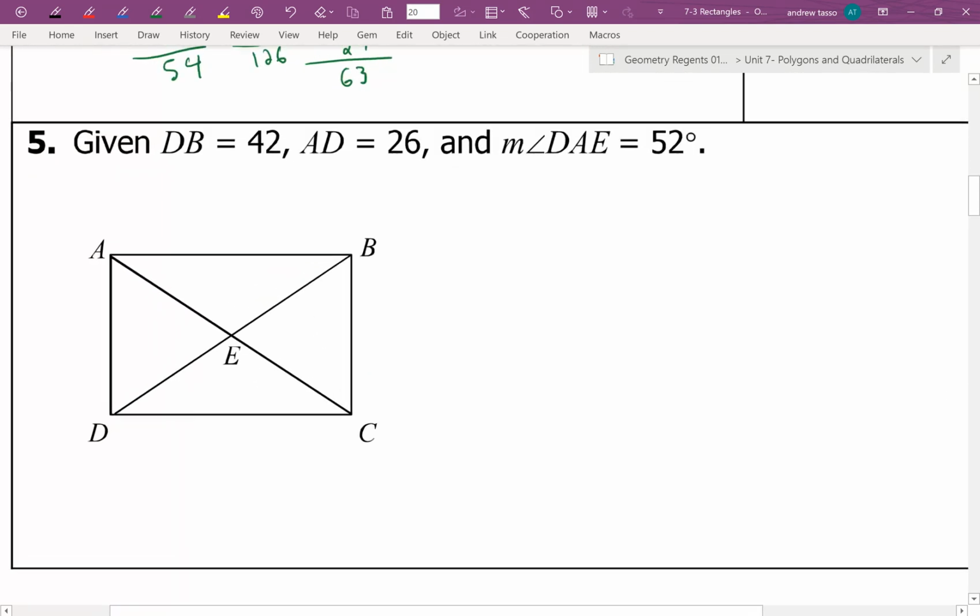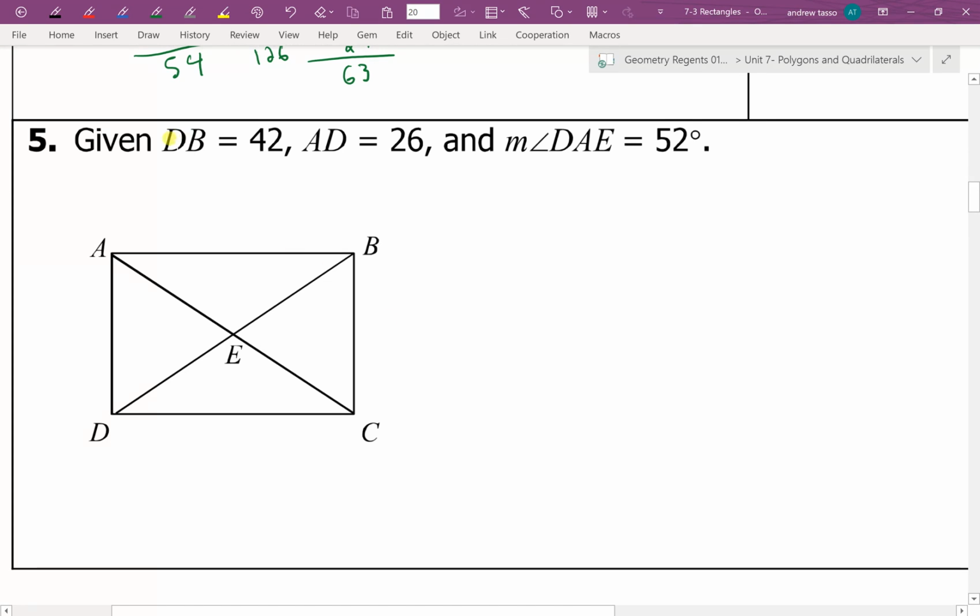All right, so here's the next one. Given that DB is 42, right away I can conclude that each one of these would be 21, and also these. Okay. AD is equal to 26, so I can conclude that this would be 26. The measure of angle DAE is 52, so DAE is 52 degrees. Then I can conclude that this would be 52, and so would these ones here. Okay.